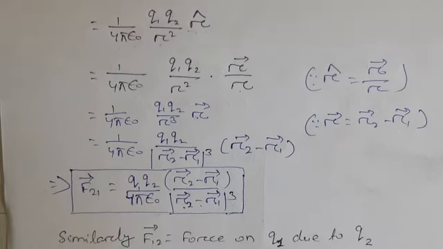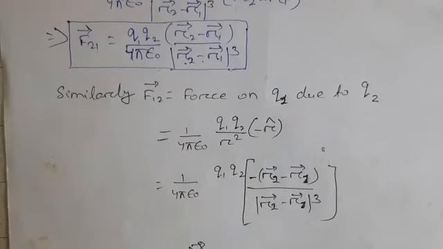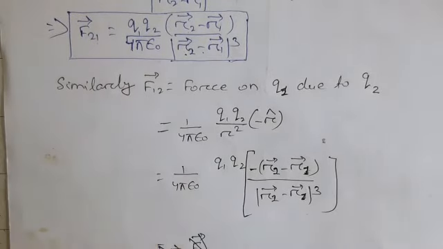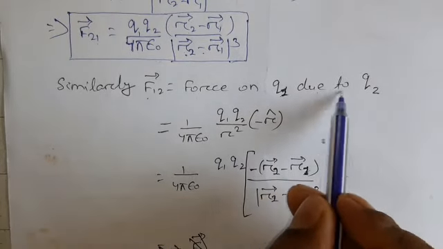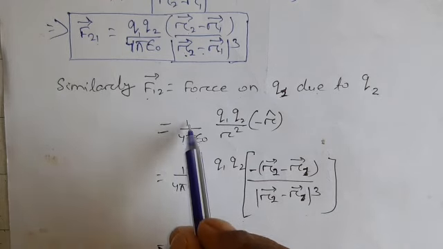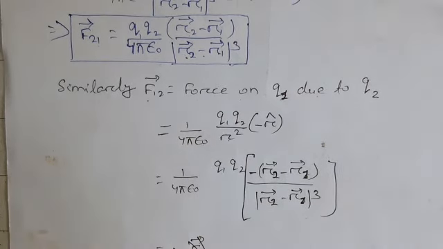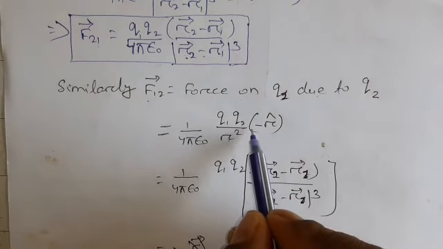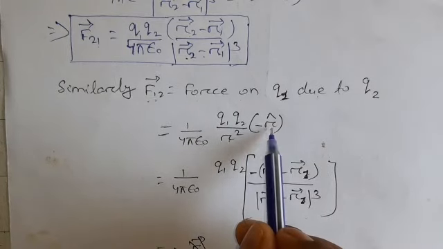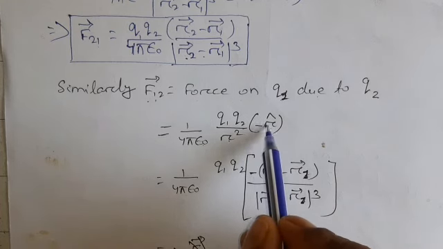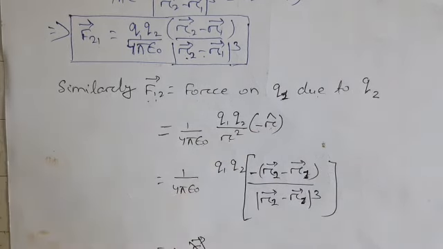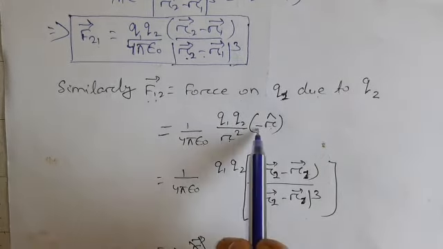Okay. Similarly, if I write F12 vector, that is force on Q1 due to Q2, in the magnitude form I will write 1 by 4 pi epsilon naught Q1 Q2 by R square, because the magnitude of every distance is same, that's why I have written here R square, into the direction of F12, which is opposite to the displacement vector R, that's why I have written here minus R cap. Minus R cap means the direction is opposite to the direction of displacement vector, that's why I have written here minus R cap.